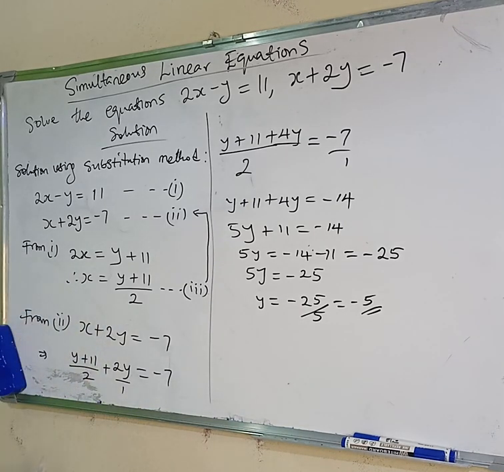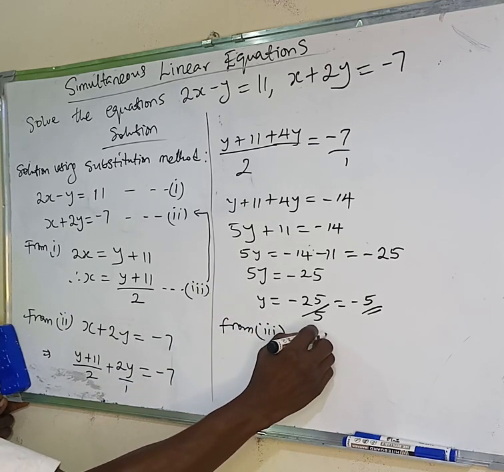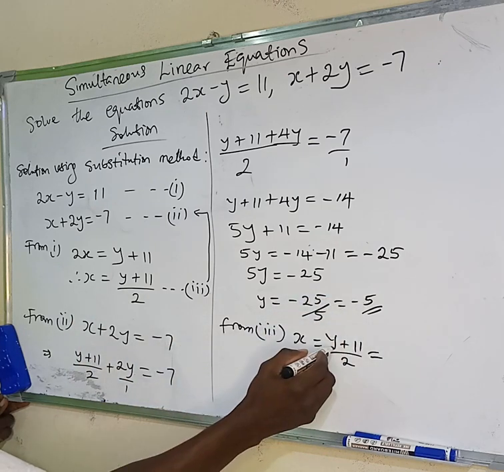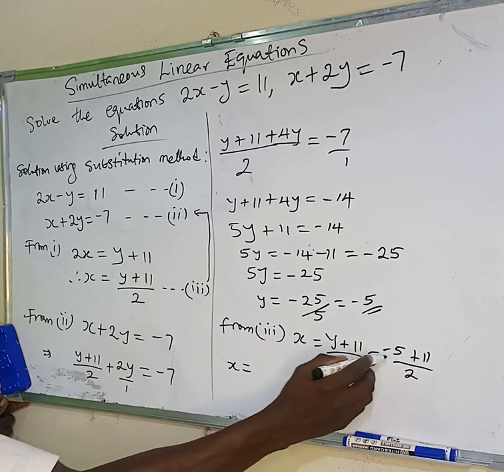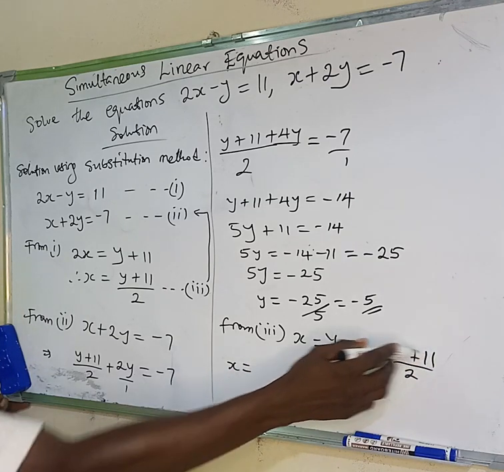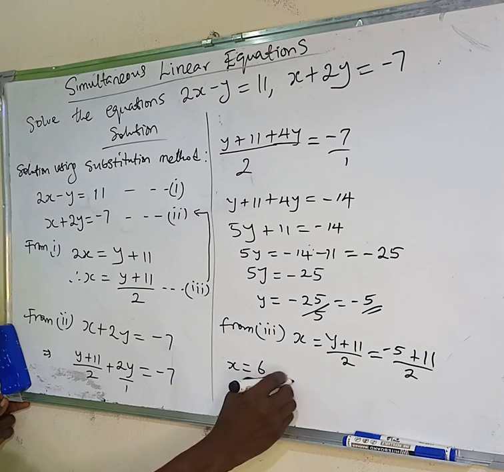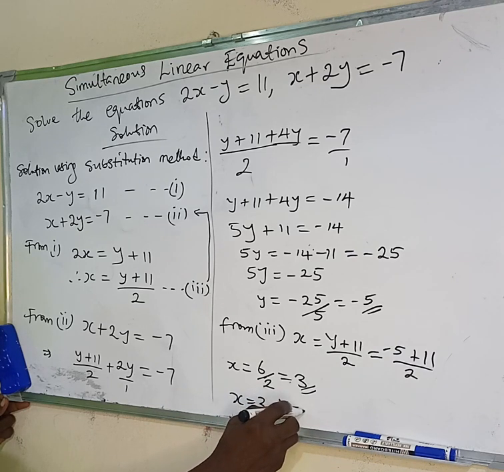If y is equal to -5, we'll come back to where we had the value to get the value of x. Remember that equation 3 says x is equal to (y plus 11) divided by 2. Now we know the value of y, we want to know the value of x. So x is equal to (-5 plus 11) divided by 2. -5 plus 11 will give us +6, divided by 2. 2 share 6, they take 3. So x equals 3, y equals -5.